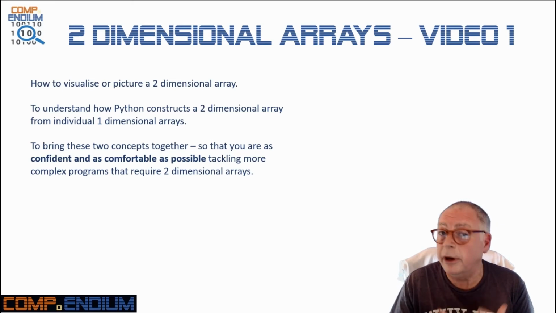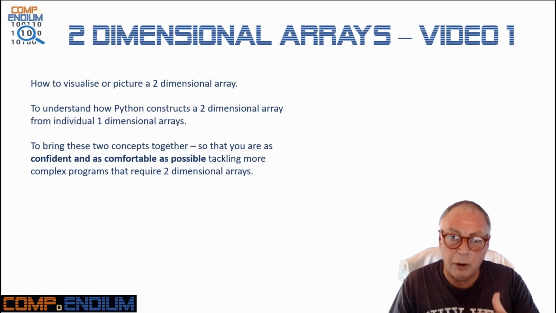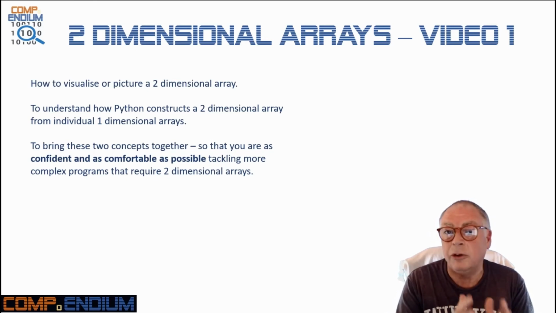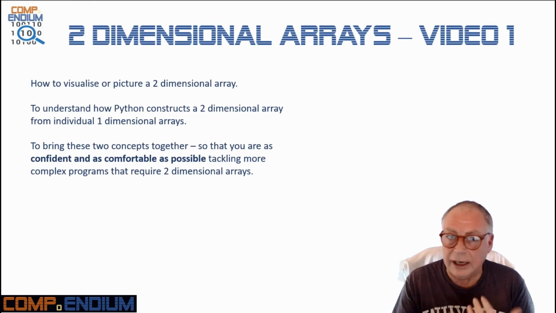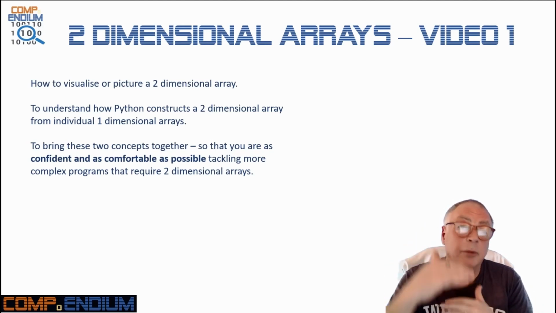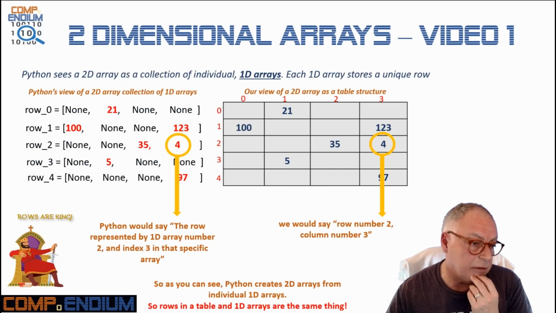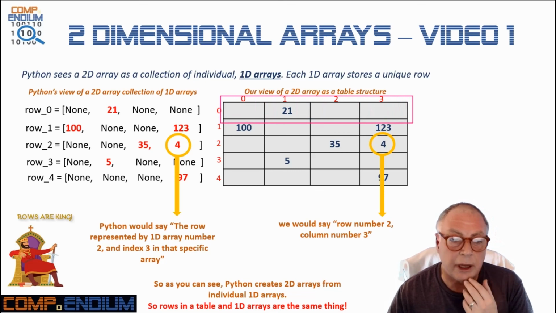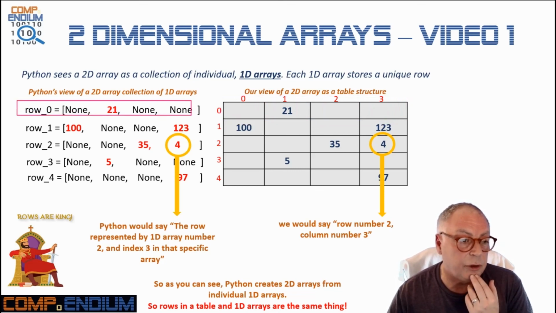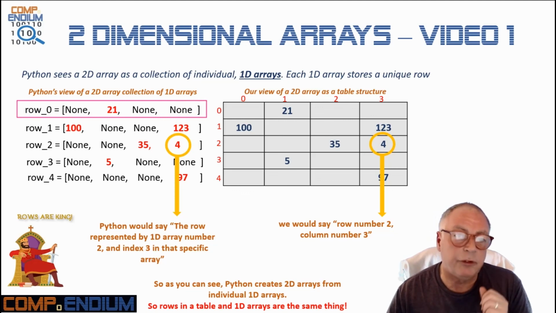And we said that the way that Python thinks, each row of our table is in essence a one-dimensional array. Python brings them together as a collection of one-dimensional arrays, and each one-dimensional array represents a unique row in our table. Once we've done that and we represent our one-dimensional arrays on top of each other, you can see, if I go back to this previous slide, that there really isn't much difference between the way that we picture a row in a table and the way in which Python constructs and uses a one-dimensional array to represent each of the rows in our table.